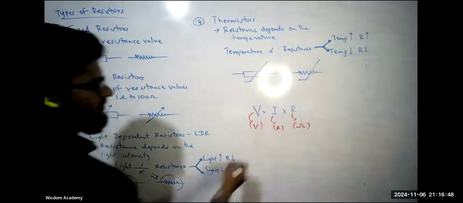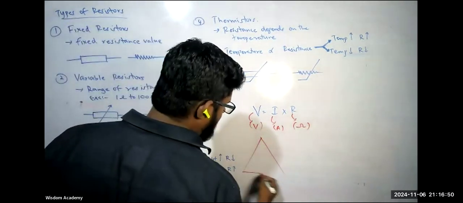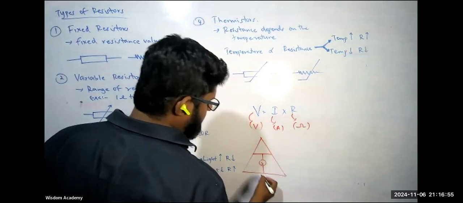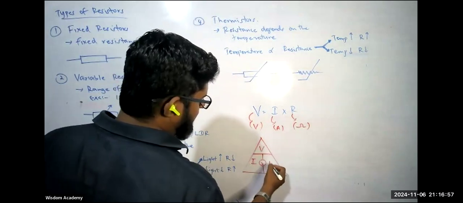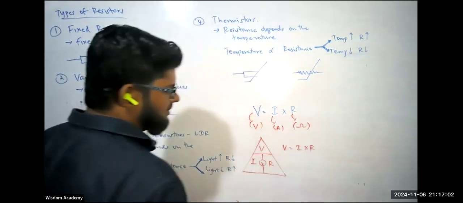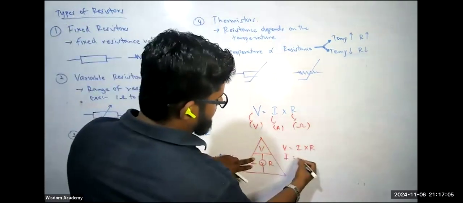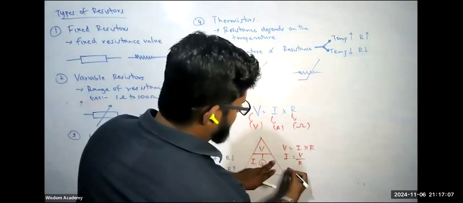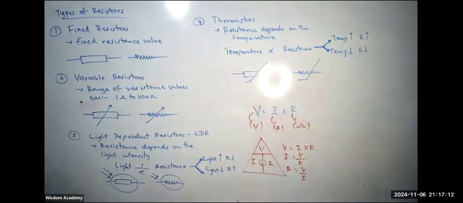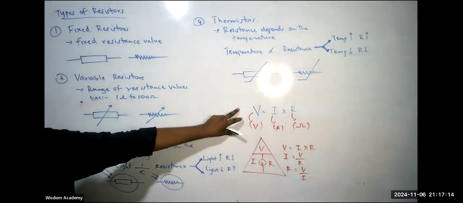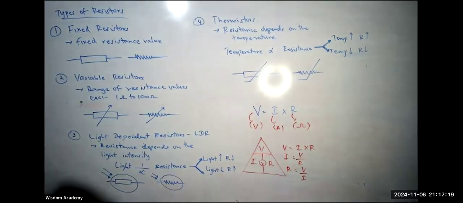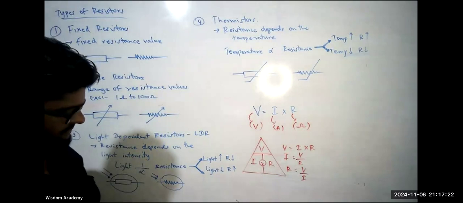All right. So the formula triangle, how would it work? V is equal to I into R. I is equal to V over R. R is equal to V over I. Right? And this is one of the important equations in this electric part. V equals IR.